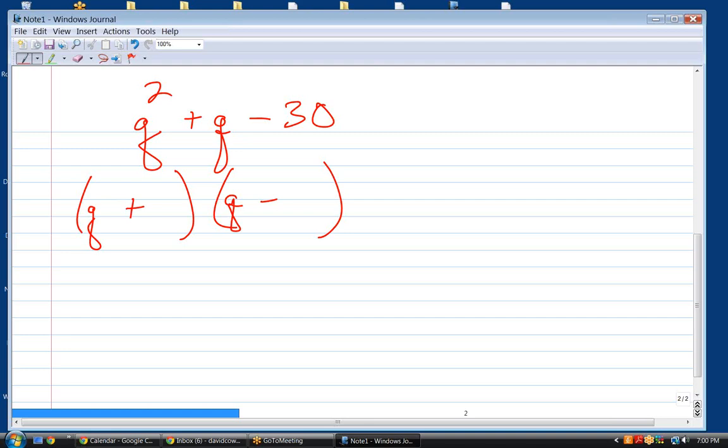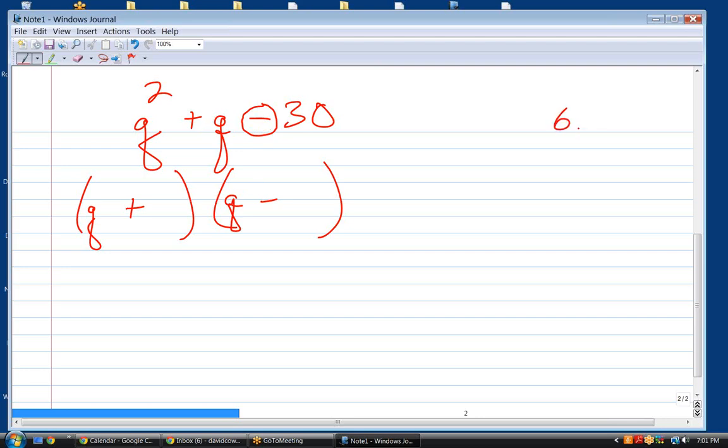And then we find the factors of 30 that subtract to 1. Subtract because of that sign right there. So that sign is very important. Not only does it tell you that these 2 signs have to be opposite, but it also tells you the factors of 30 need to subtract to the coefficient of the middle term.